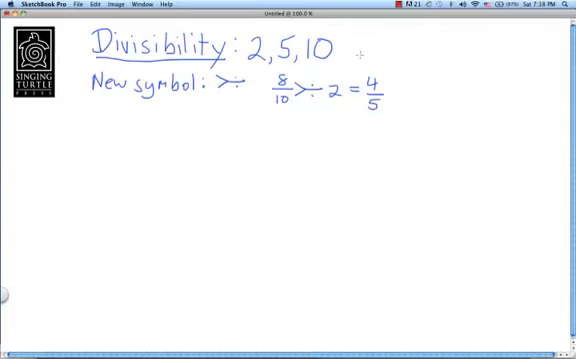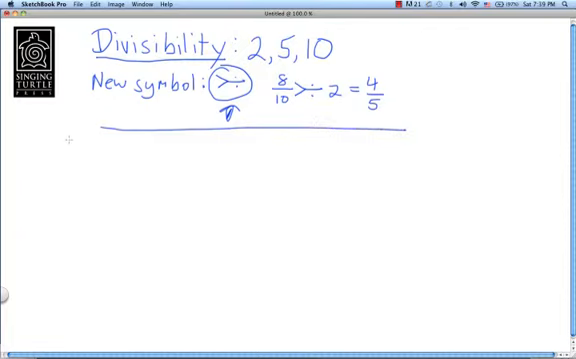Today, I'm going to teach tricks for the three numbers that have the easiest divisibility rules, and those numbers are 2, 5, and 10. Before I get to the lesson, I want to introduce a little new symbol I use. The symbol right here tells us that we're dividing two different numbers in a fraction by the same number. So for example, you see that we're dividing 8 and 10 both by 2, and you get as your answer 4/5. Just my little way of expressing that idea.